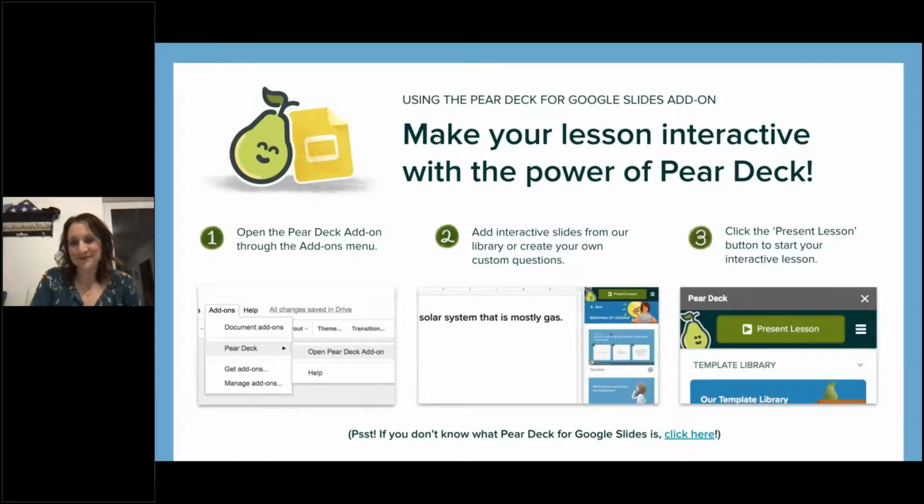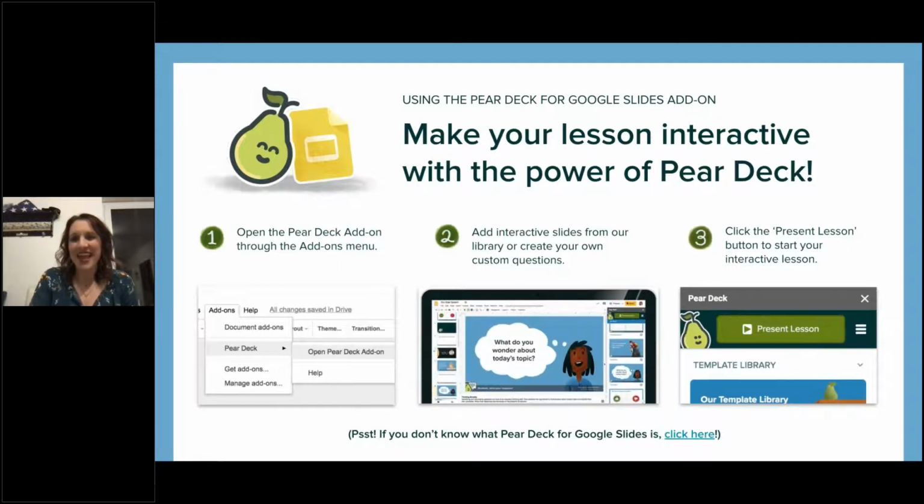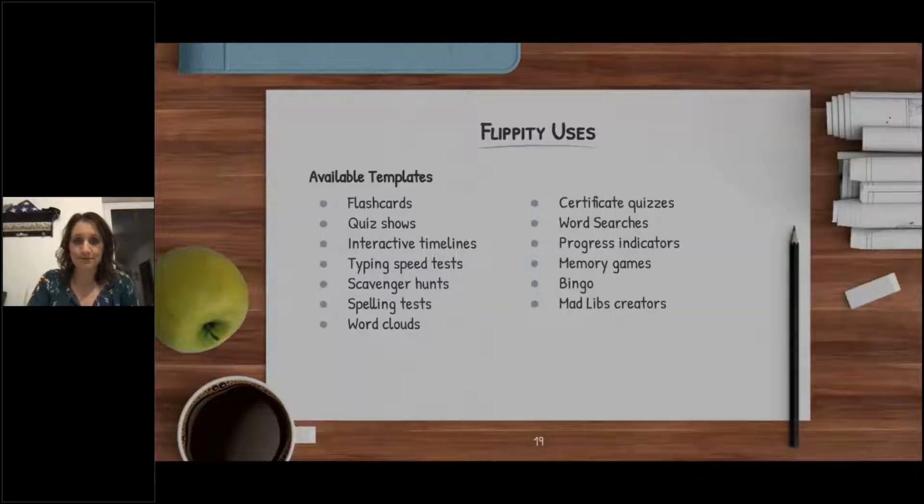Perfect. Pear Deck is great, powerful. All these tools are amazing. What's next, Dr. Hoffman? Next is Flippity, which will connect to your Google Sheets, or they have many, many templates and you can get creative. And if you're a coder, then you can get all nerdy and make them personalized. But here are some examples of what Flippity has to offer.